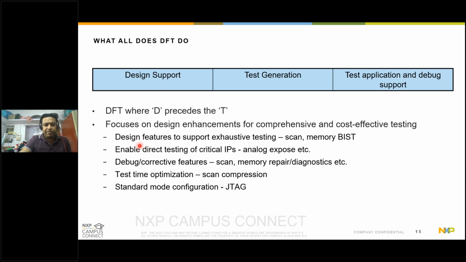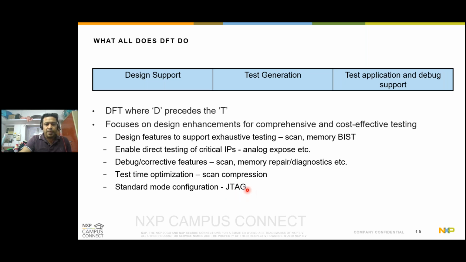DFT will provide you design features to support exhaustive testing like scan and memory based. It enables direct testing of critical IPs through analog expose, where you can expose some of the input nodes of analog blocks and do the testing. It provides you debug and corrective features, so it provides you the capability to be able to debug the cause of a fault. Then it definitely provides test time optimization. Also, it supports standard configuration modes like JTAG so that various SoCs are compatible with each other when you are doing the testing.